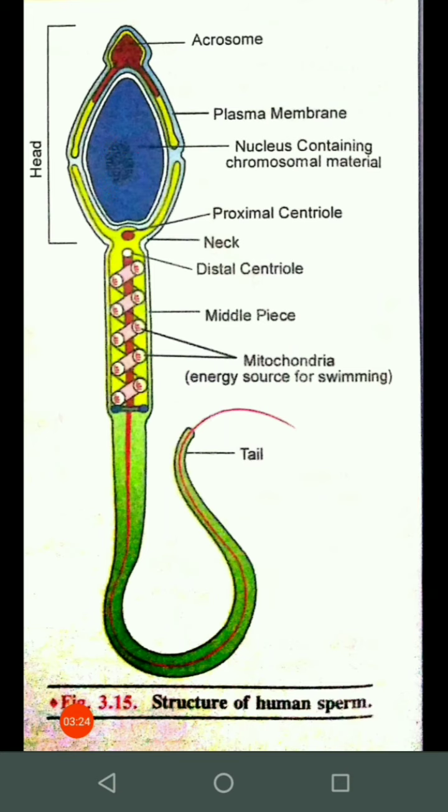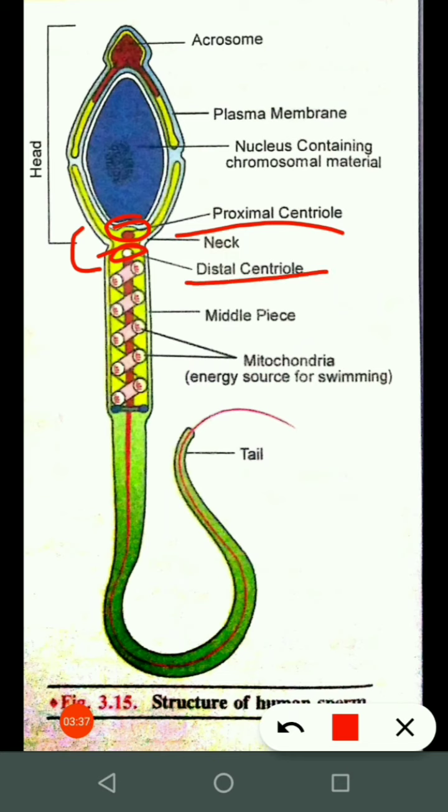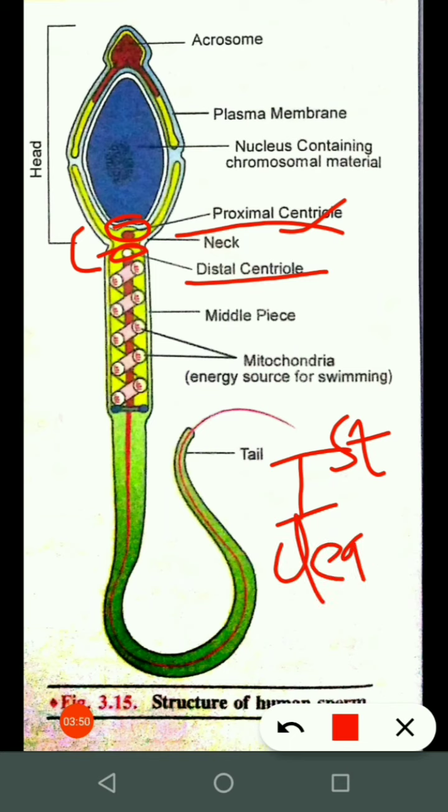Now come to the neck portion. Can you see here the two dot-like structures, this red one and this white one? This one is known as the proximal centriole and the second one is known as the distal centriole. What is the role of the proximal centriole? It is responsible for the first cleavage of the zygote. When the sperm and ovum fuse and make the zygote, the cleavage will start. So the first cleavage is done with the help of the proximal centriole.